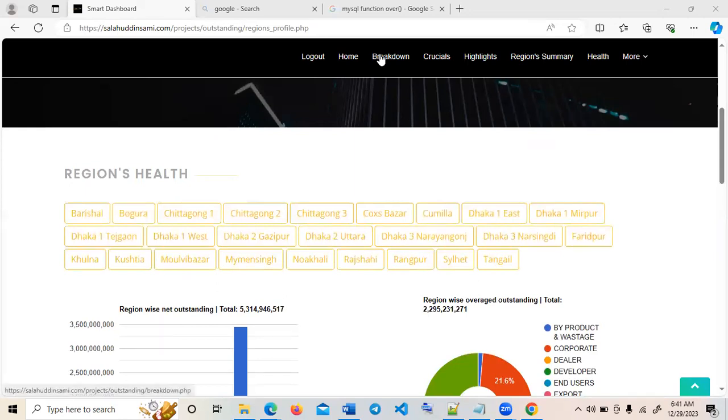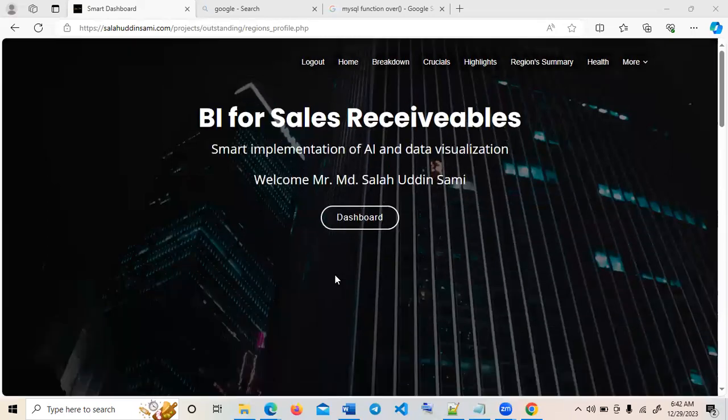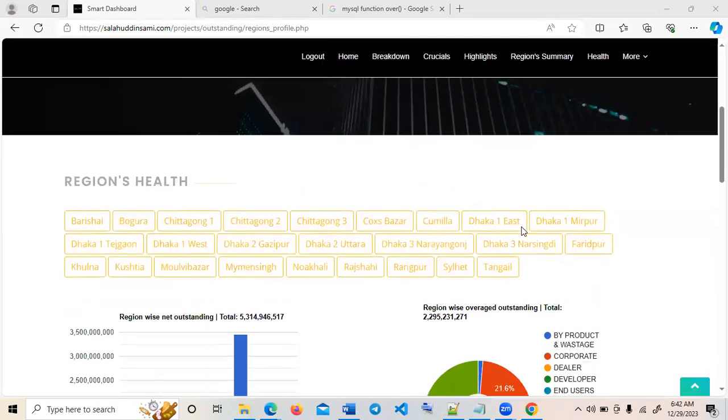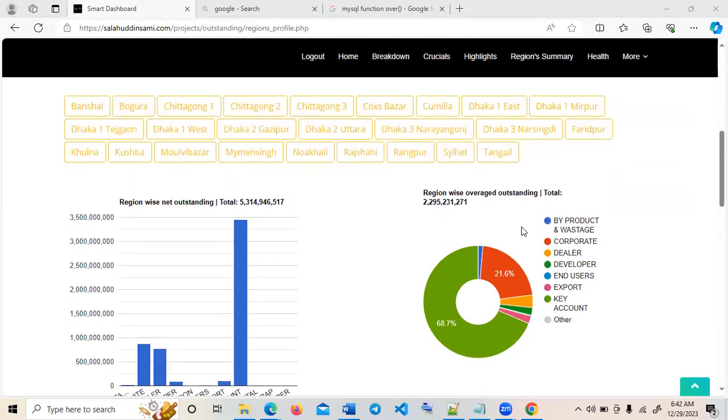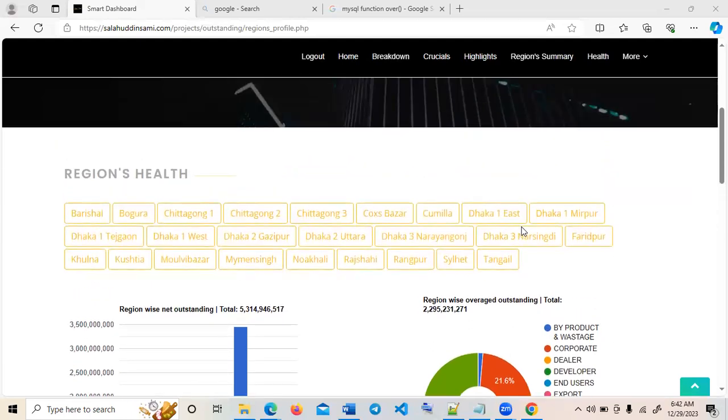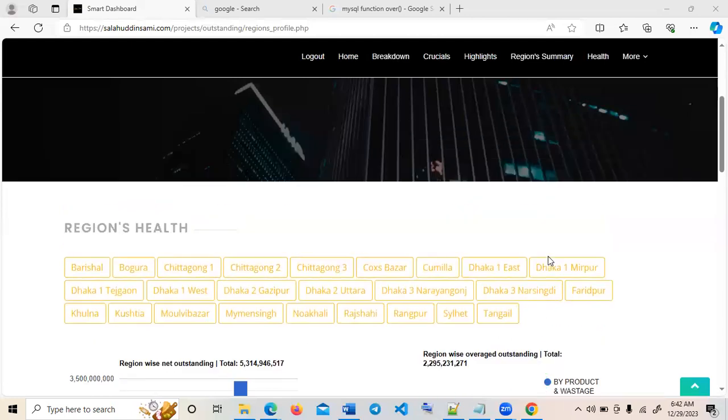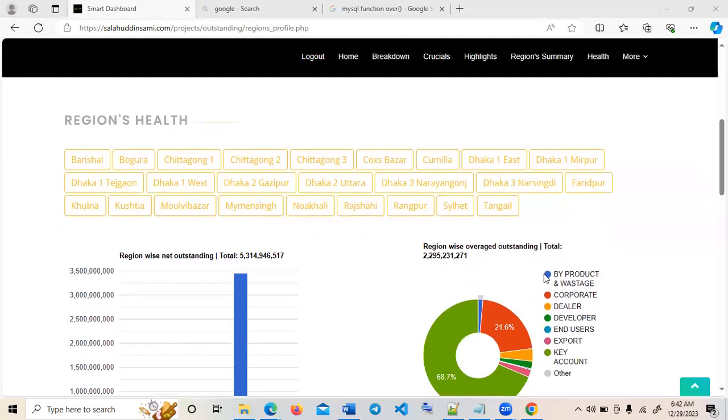So for example, here, this is one of the business intelligence web applications that I developed for one of my clients. Let me briefly introduce you to the software. This is basically for controlling and monitoring the outstanding sales receivables. The company has various types of accounts, and they have business in various regions. These are the various regions. In these regions, there are various types of customers.